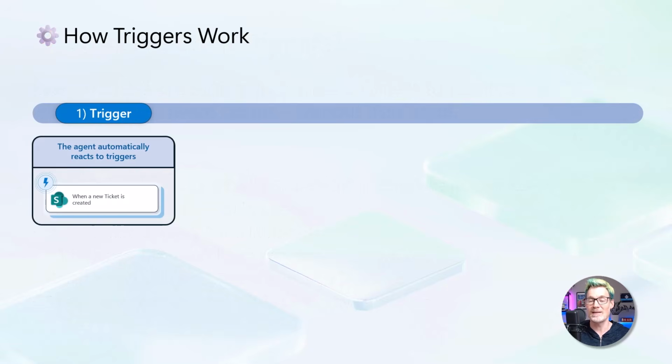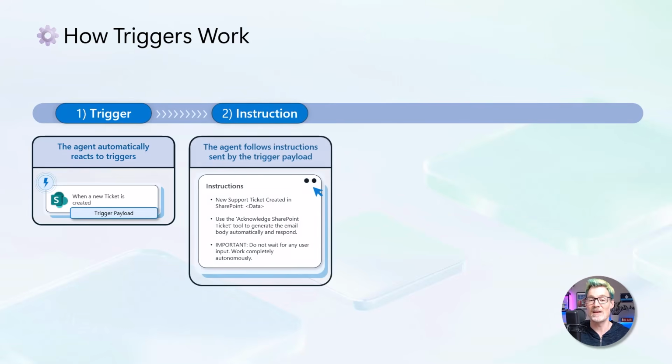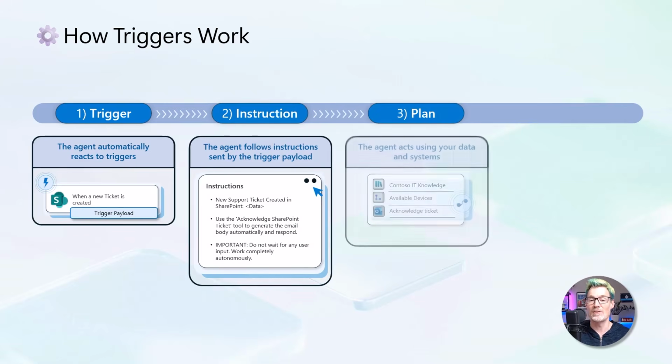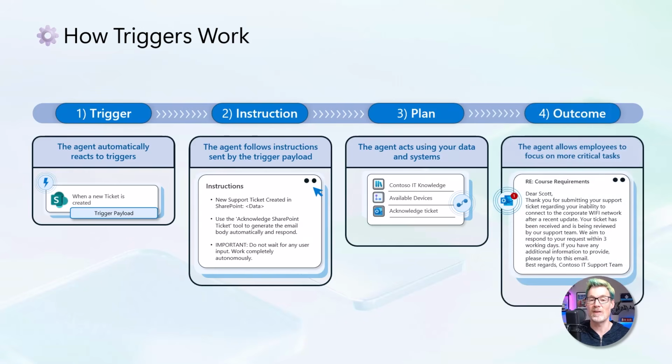In the Mission 10 lab, we're going to build an autonomous agent that does the following. Firstly, a new IT support ticket is created in SharePoint, and this acts as the trigger to the agent. The trigger then sends a payload of data to the agent along with some specific instructions. The agent then uses that data and the agent instructions to decide what to do using its topics, tools, and knowledge. The agent then sends an AI-generated email acknowledging that the ticket has been created, along with any initial information that it can provide.